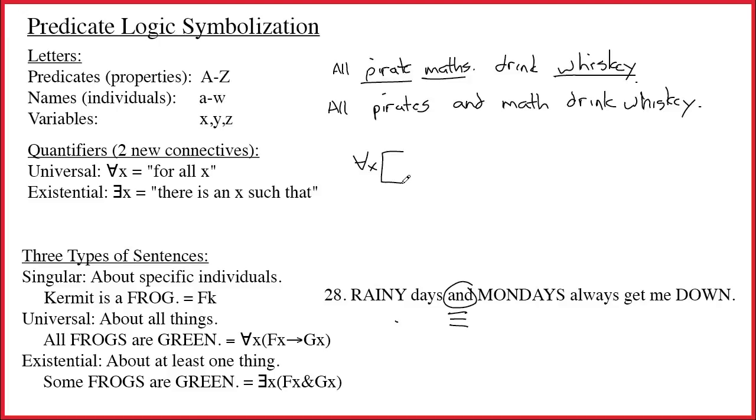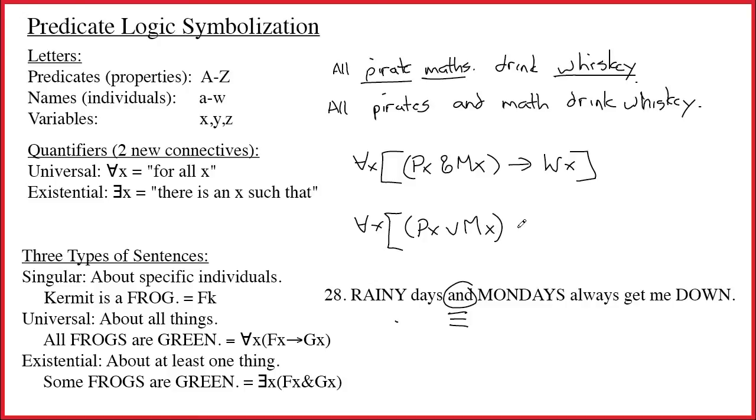In the first one, we are going to say, for all x, if x is a pirate and x is a mathematician. That's what a pirate mathematician is. Then they have the whiskey drinking property. So the ampersand goes with pirate mathematician. But in the other sentence, we are going to say if you're a pirate or if you're a mathematician, then you drink whiskey.